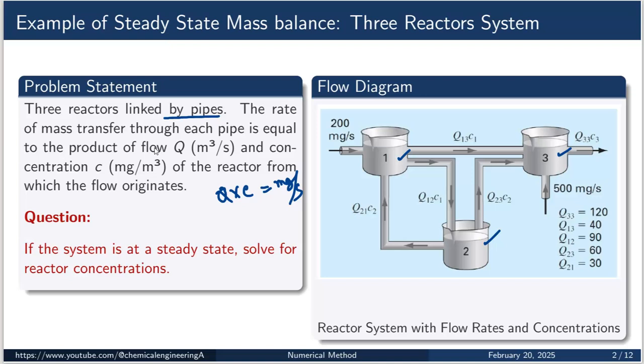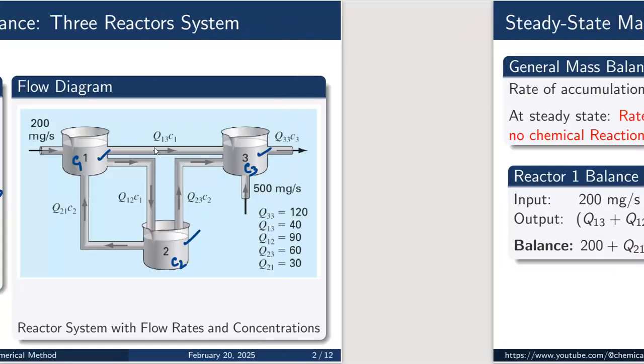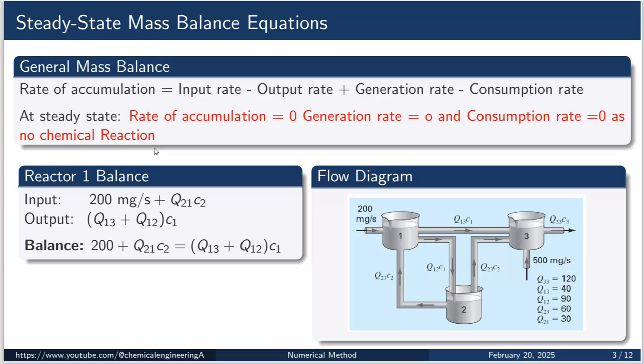For that, reactor 1 concentration is C1, reactor 2 concentration is C2 and reactor 3 concentration is C3. Now we have to find out C1, C2 and C3. Other parameters are given. So after doing mass balance, we can solve for C1, C2 and C3. Now first I have to write the general mass balance equation.